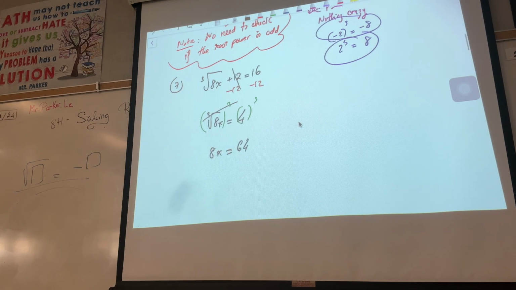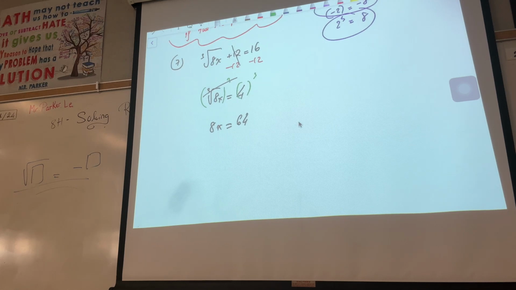So this is gone. You're going to have x equal to, what is 4 cubed? 64. Now, what next? What is the last one, Sabrina? How do you get rid of the 8? Divided by 8. 64 divided by 8 is 8. Do we need to check? No, because it's a cube root. Odd power, okay? No need to check. Good job. 1 point for Sabrina.